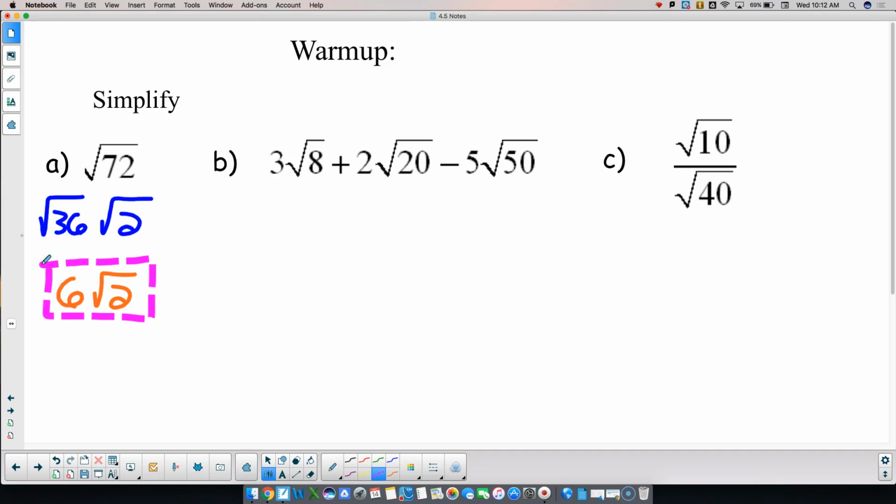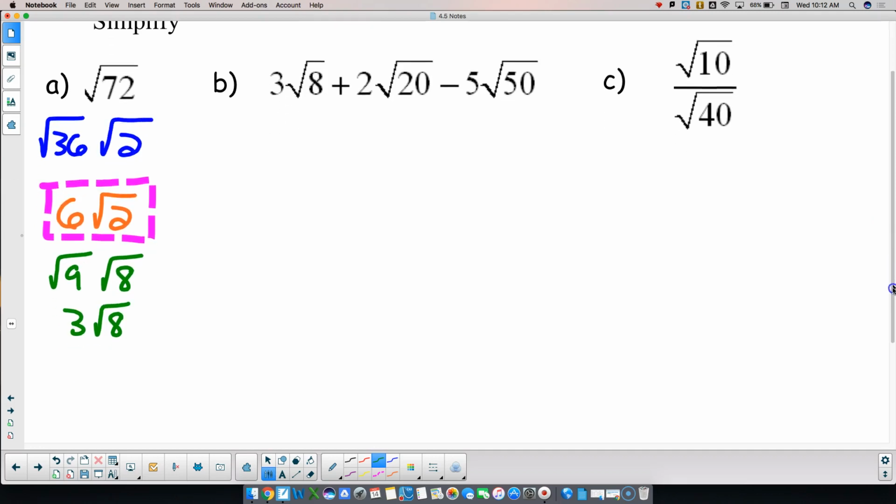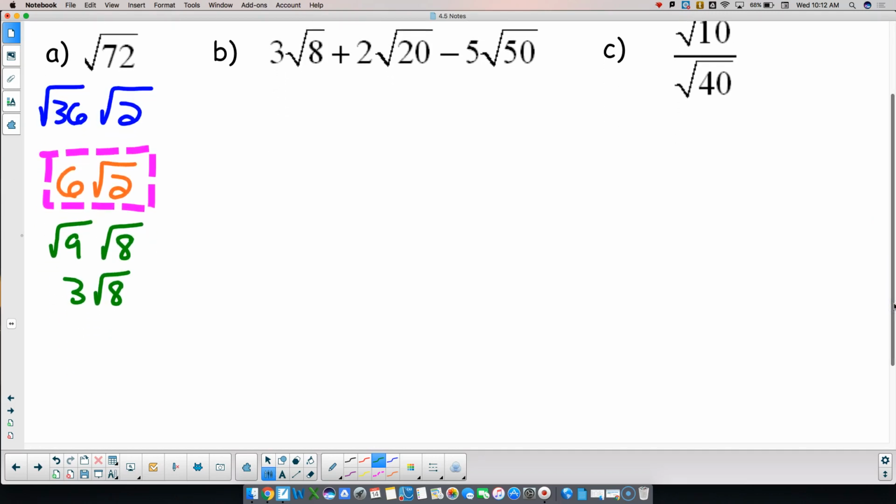If you went the 9 route, where 9 is multiplied by 8, okay? If you gave me 3 times the square root of 8, you would be wrong, because 8 has in it 4 as a perfect square. Then I get 6 times the square root of 2 if I go even further. You can do the 9 and 8 method, but don't just stop after you do it once. You have to go until you can't go anymore.